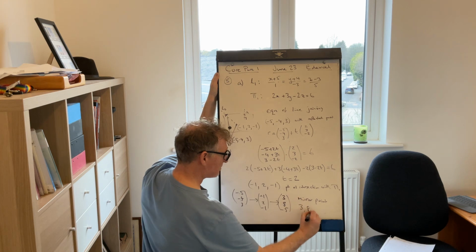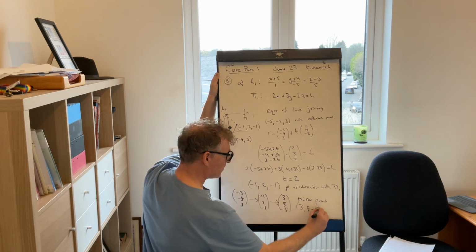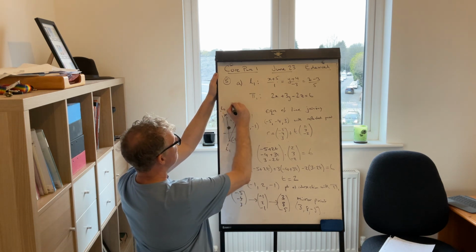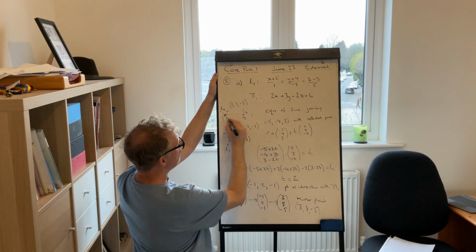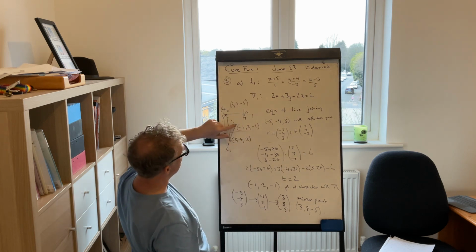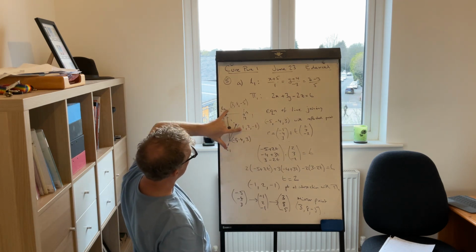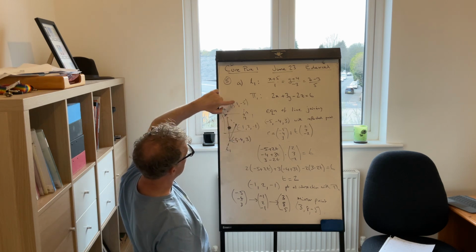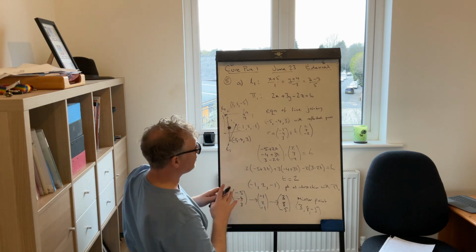So I now know this point up here is (3, 8, -5). To get the directional part of this mirror line, I go from this point, (-1, 2, -1), to this point, (3, 8, -5). That gives me my directional part.